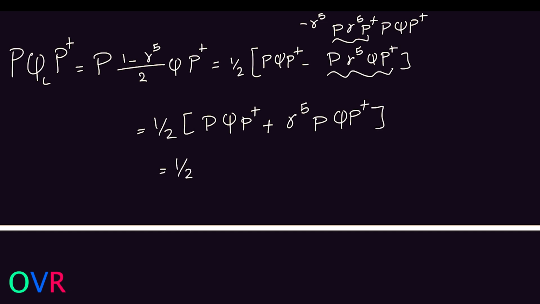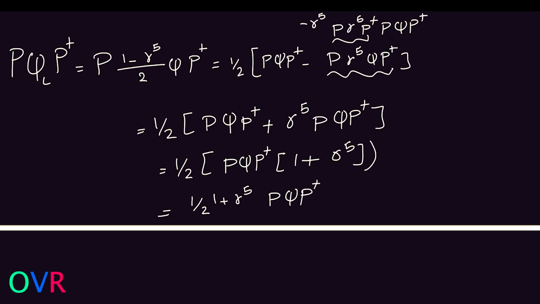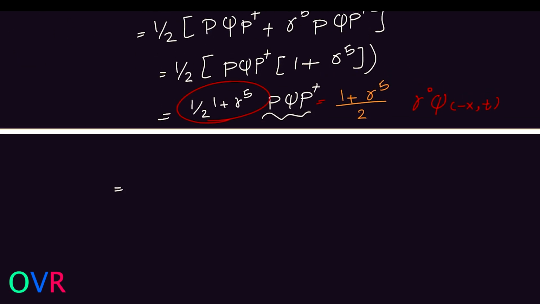And then you can say 1 over 2. I can take now P psi P dagger, factorize it, and say 1 plus gamma 5. And this is equal to 1 over 2, (1 plus gamma 5) P psi P dagger. And P psi P dagger is equal to gamma 0 psi of minus x, t. And we also have this operator behind it. So I'm going to have (1 plus gamma 5) divided by 2 gamma 0 psi of minus x and t.